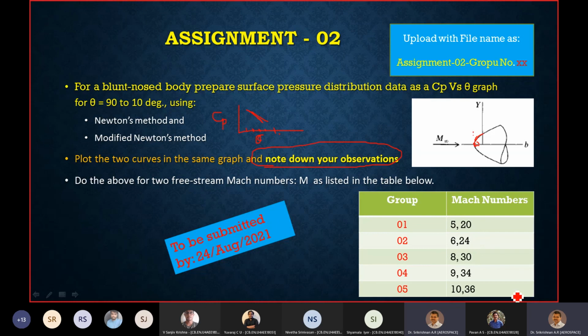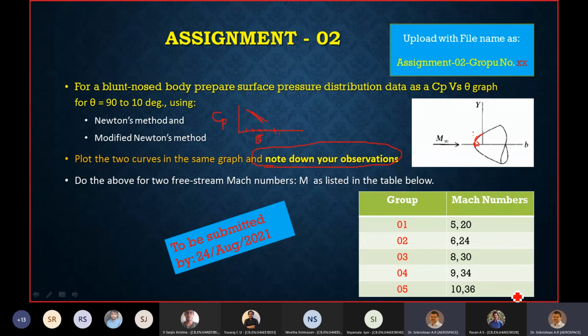So you should plot them on the same graph, compare, and say what you infer from that with respect to the applicability of Newton's method as well as Lee's modification, the impact of it, and the impact of Mach number on such simplistic models. Okay. So this is what I want to be submitted. You can submit it by 24th next week. It doesn't take much time anyway.